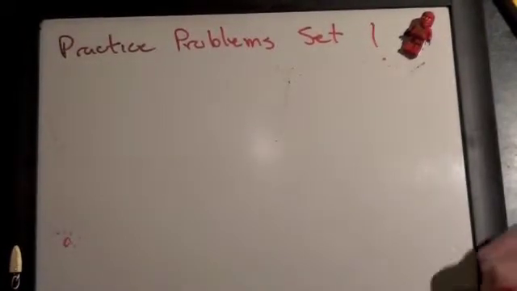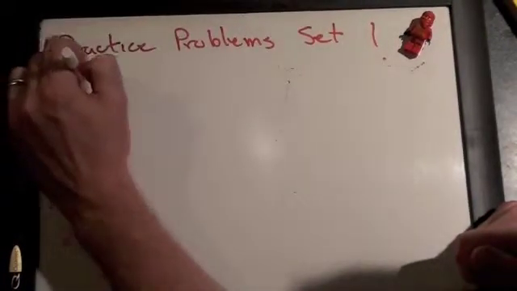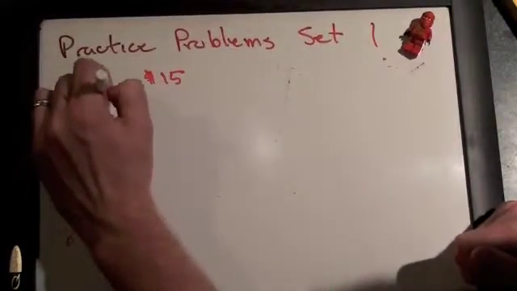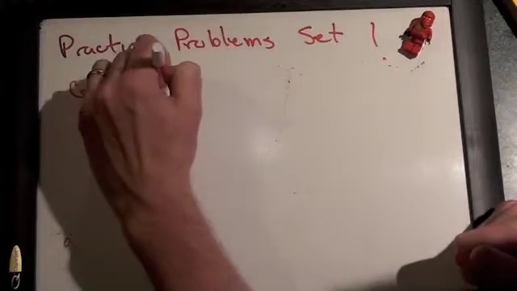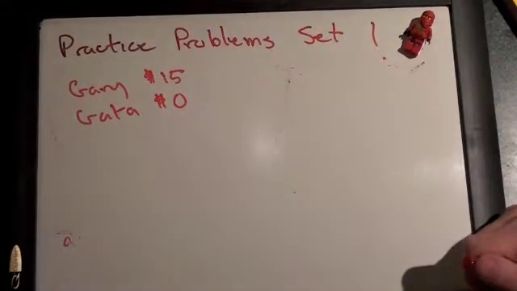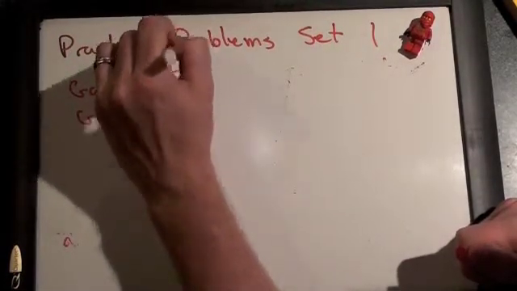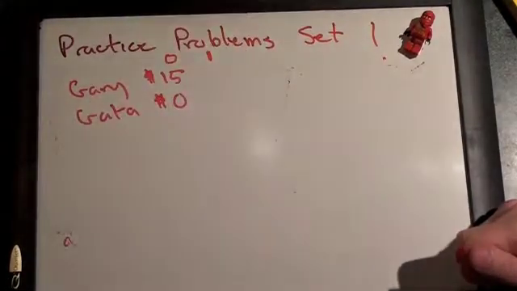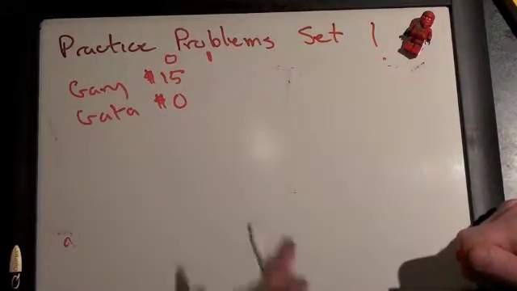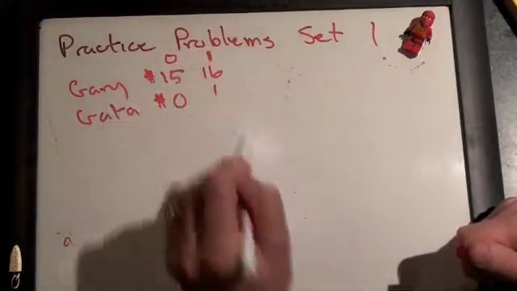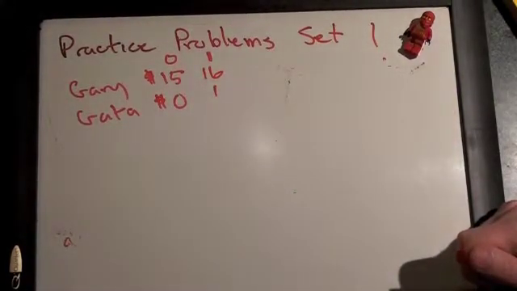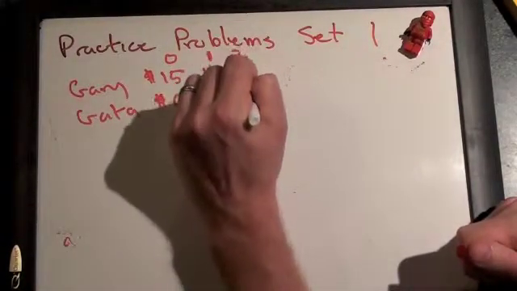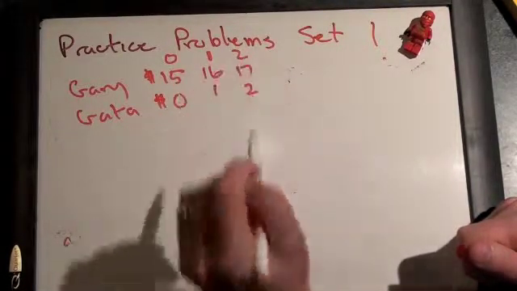Okay. So Gary, 15, Gada, 0. So this is at the beginning, at time 0. What happens at day 1? 16 and 1. What happens on day 2? 17 and 2. Okay.